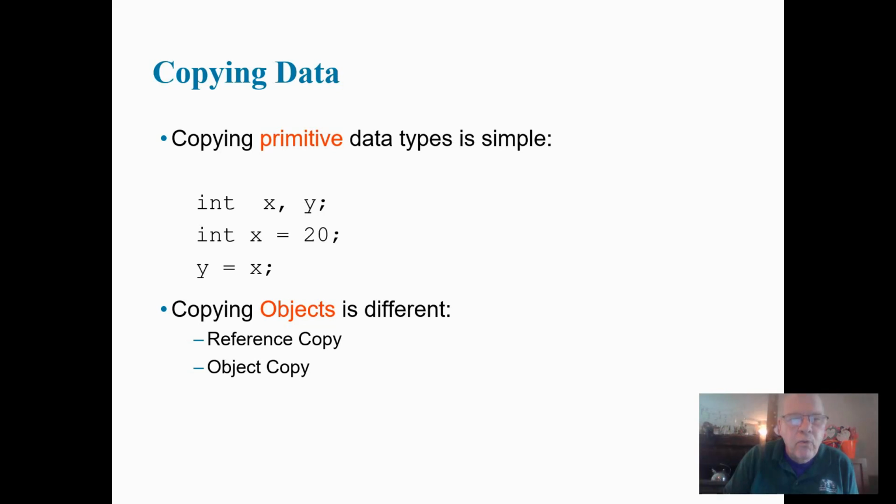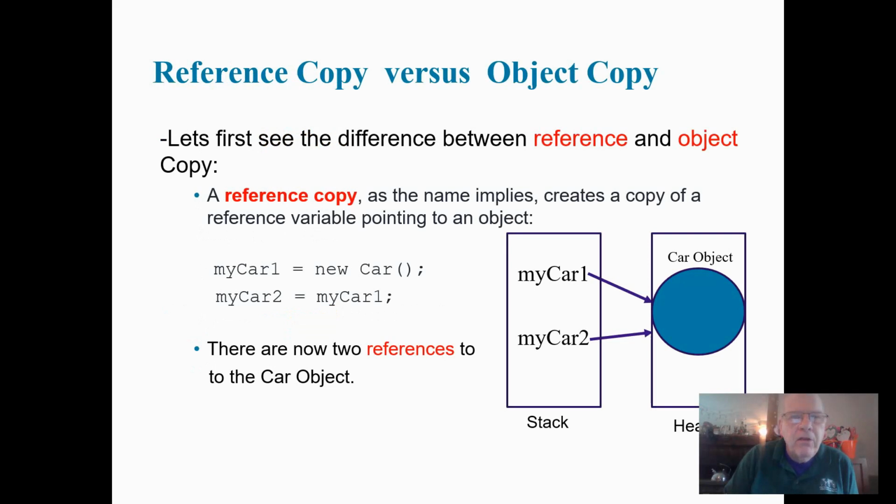There are two words that we use: reference copy and object copy. So let's talk about a reference copy first, which is not really a copy, but it creates a copy of the reference variable pointing to an object. So here's an example of creating a car. myCar1 is equal to a new Car. So the object is created in the heap, and myCar1 points to it.